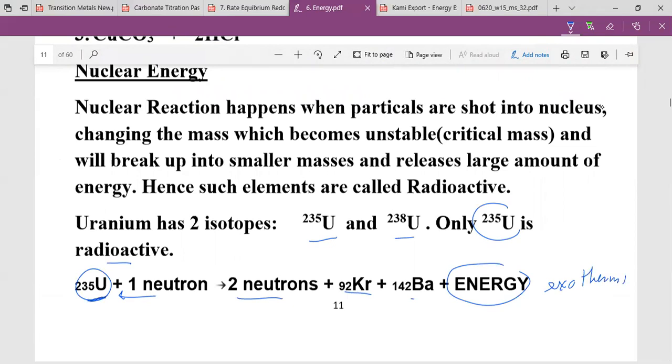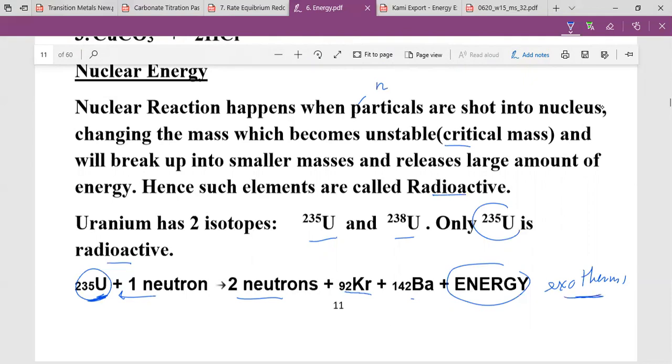So uranium will split, okay? This is called a nuclear reaction. A nuclear reaction happens when particles, these are neutrons, are shot into the nucleus, change the mass, and it becomes unstable, reaching critical mass, and breaks up into smaller masses with heat energy. This is called radioactive, okay? We did this earlier.